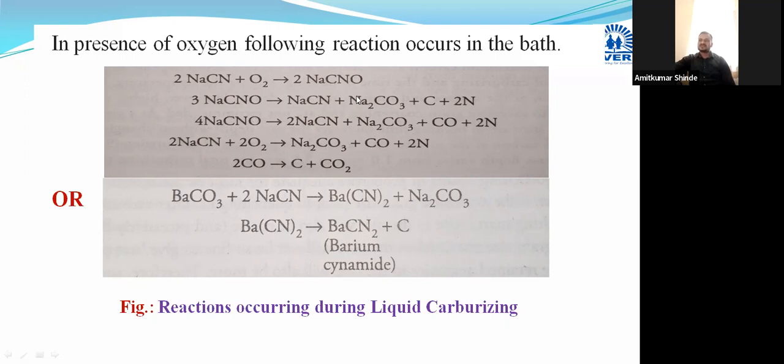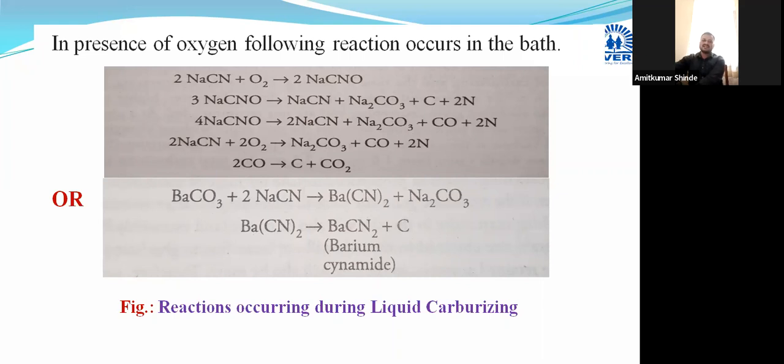If this reaction is there, then nitrogen also diffuses at some low temperature. If low temperatures are there, this nitrogen may diffuse, but we are using higher temperatures. Nitrogen diffusion does not occur. Okay, then this is the liquid carburizing. In this way we have discussed three types: solid carburizing, gas carburizing, and liquid carburizing.